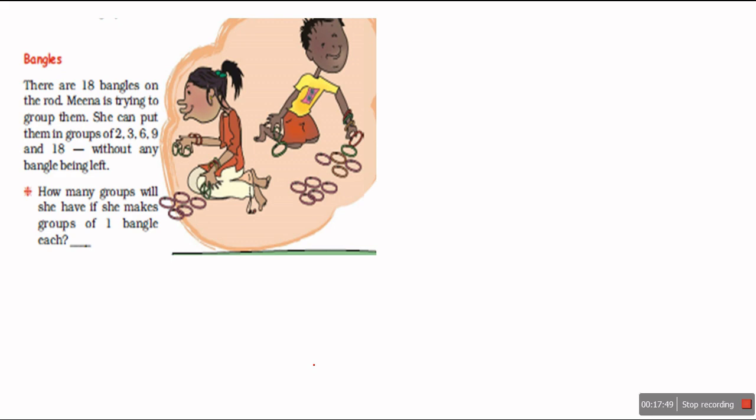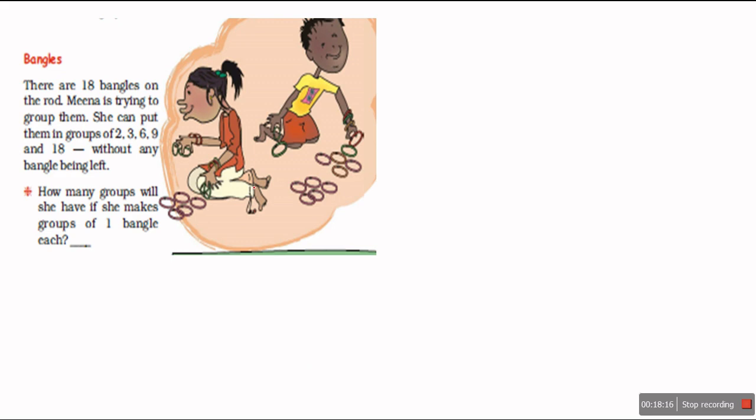Bangles. There are 18 bangles on the rod. Meena is trying to group them. She can put them in groups of 2, 3, 6, 9 and 18 without any bangle left. She can put bangles in a group of 2, in a group of 3, in a group of 6, in a group of 9 and in a group of 18 without any bangle left. How many groups will she have if she makes groups of 1 bangle?